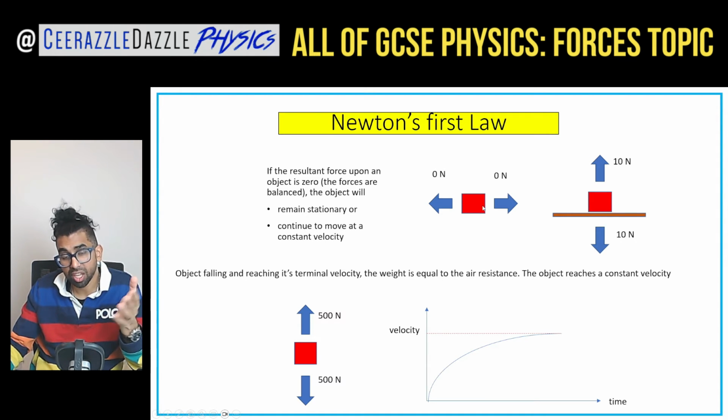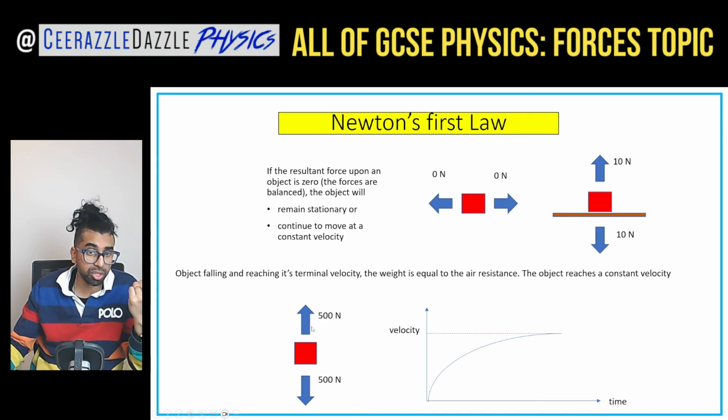So over here, look, if the two forces are balanced, it's stationary. Two forces are balanced here, up and down are balanced, it's stationary. But we also just looked at when the two forces are balanced and it's still moving. But don't forget, it's moving at a constant velocity. So this is going to be Newton's first law.